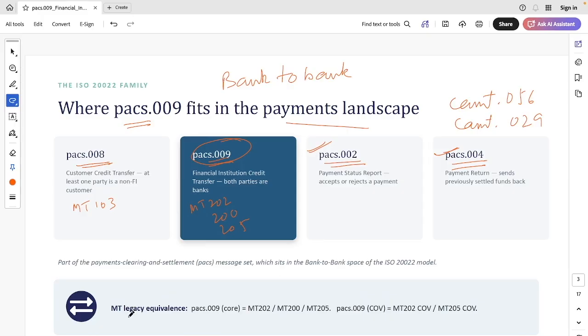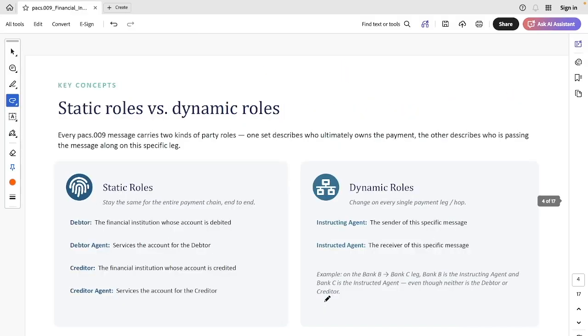Okay, now let's look at one important point, which is the legacy equivalence. So pacs.009 core is equivalent to MT202, MT200, MT205. And pacs.009 cover is equivalent to MT202 COV and MT205 COV. So if you are coming from the SWIFT MT area, this mapping is very useful. Again, ISO 20022 is richer than MT. It carries more structured data, better identifiers, and clearer party and agent details.